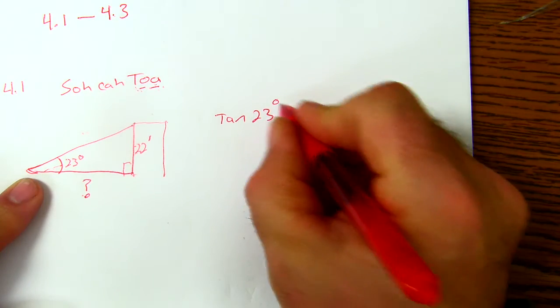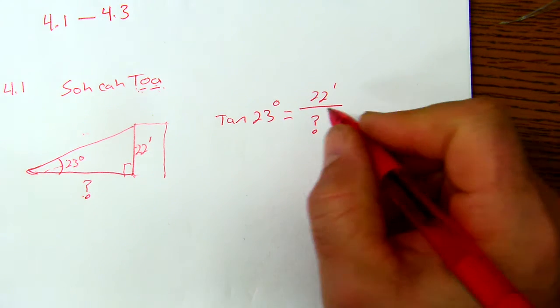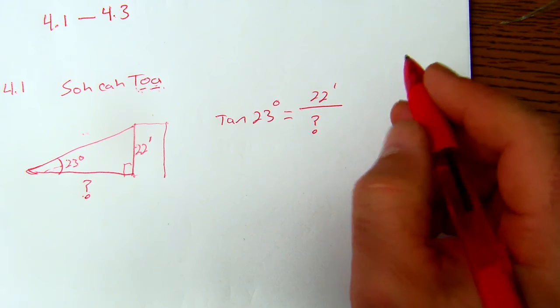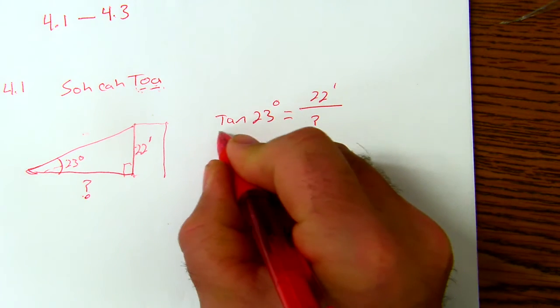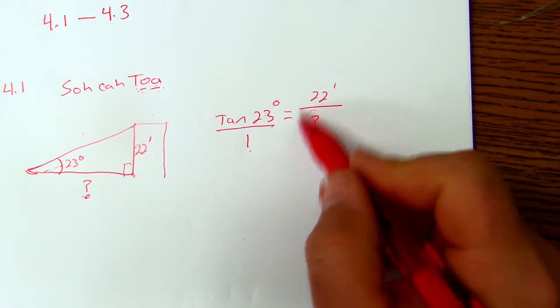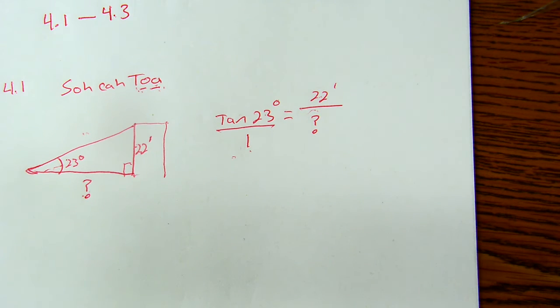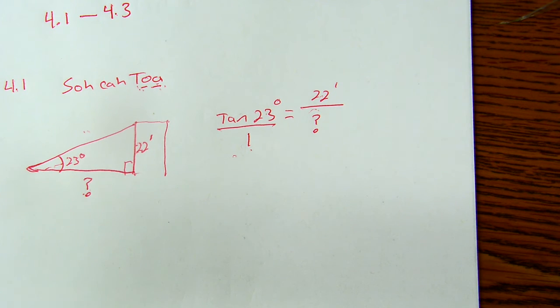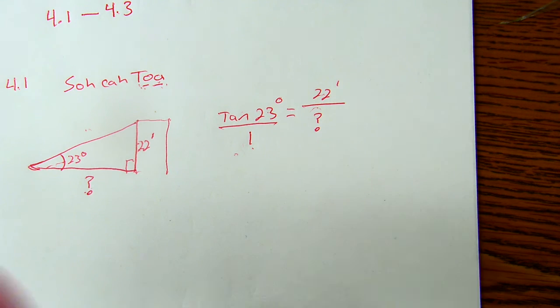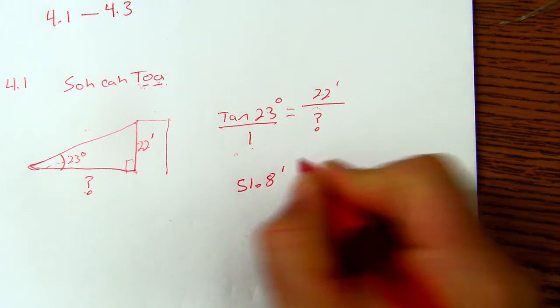Opposite over adjacent, which is our question mark. And then sometimes the algebra bothers us. Especially with the younger kids, I just say, make it a proportion. Put it over 1. If you ever have 3 of the 4 parts of a proportion, you just cross multiply and divide. So I'm going to take 22 feet and divide it by the tangent of 23. So 22 times 1 is 22 divided by the tangent of 23. And I find out that we are standing 51.8 feet away from the burning building.